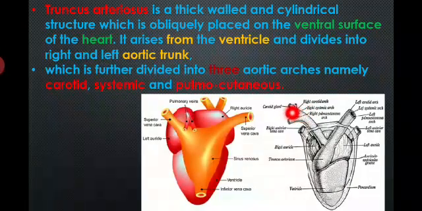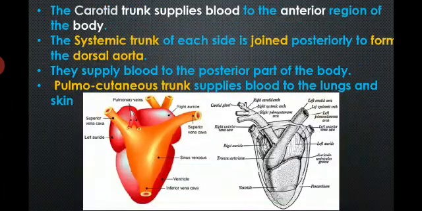You have to see the carotid trunk and the systemic and pulmocutaneous trunk. Similarly, the left side also has carotid, systemic and pulmocutaneous trunks. Otherwise we name it an arch. Okay? The carotid trunk supplies blood to the anterior portion of the body. Anterior means the brain. The carotid trunk supplies blood to the anterior region of the body, and the anterior region we consider as the brain.